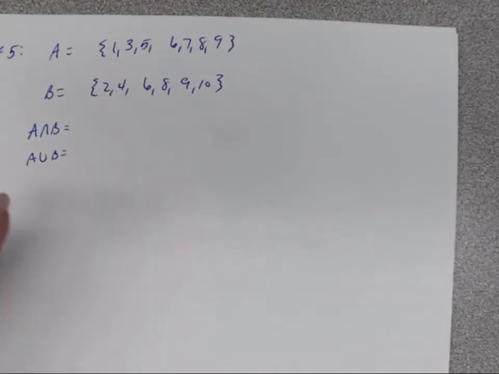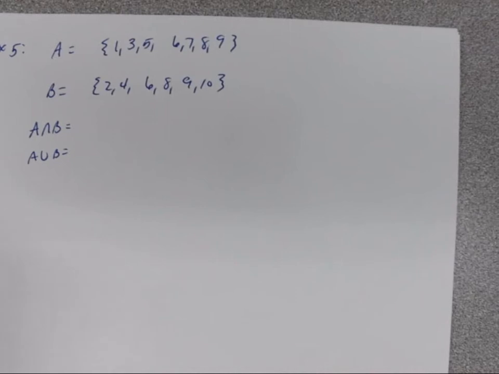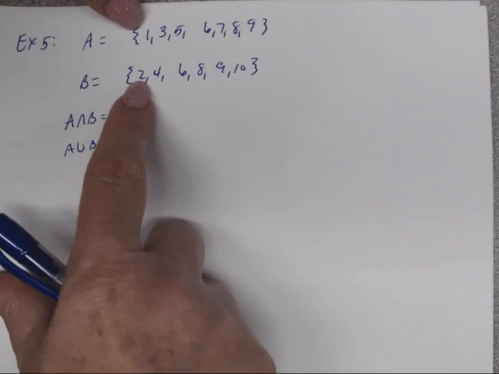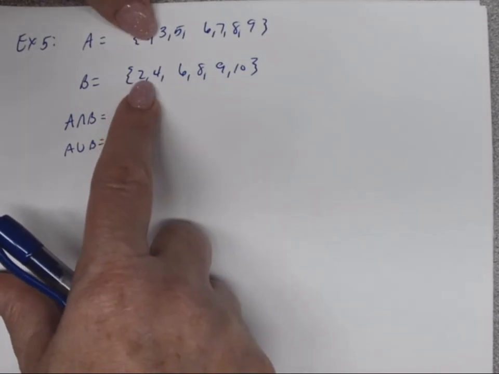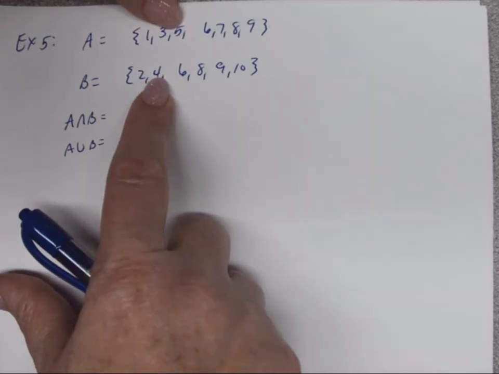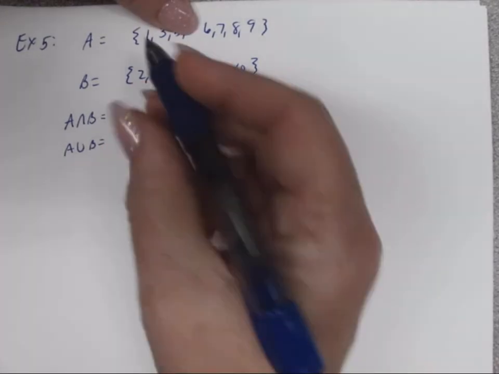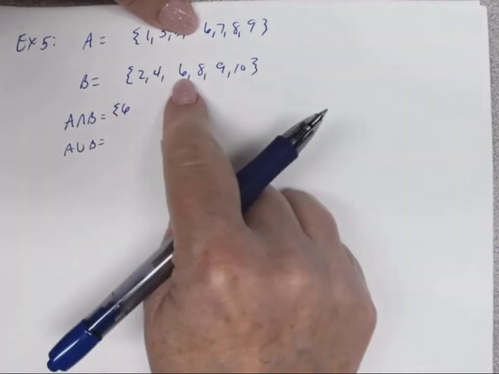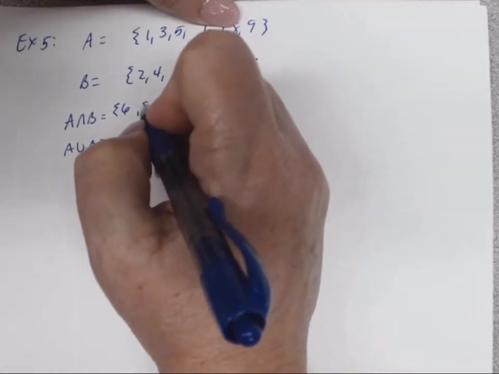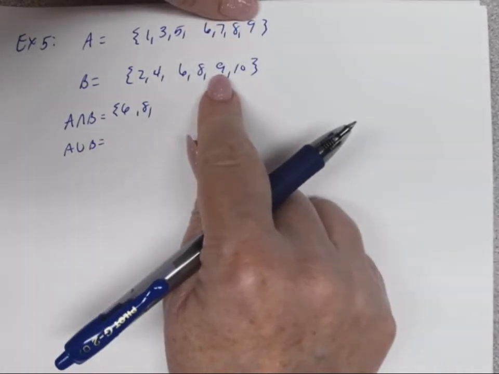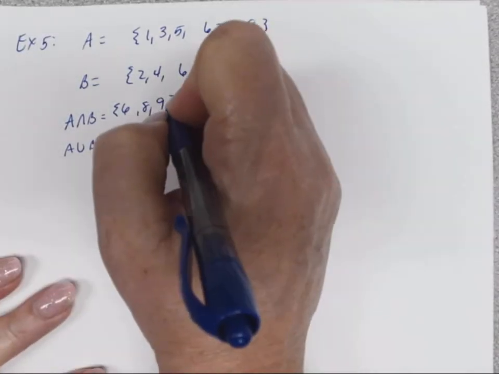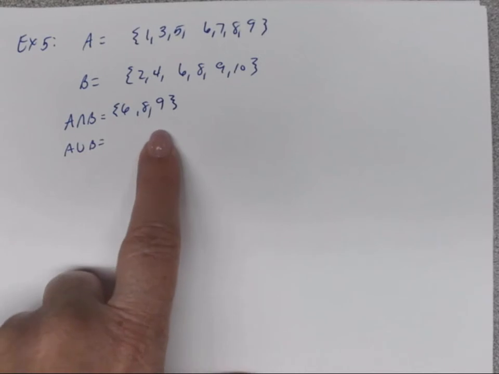All right, so looking for the intersection, we're going down our list of numbers to see what they have in common. I don't see 1, I don't see 2 in both, I don't see a 3 in both, I don't see a 4, I don't see a 5, I see a 6. They both have a 6. They don't both have 7, but they both have 8. They both have a 9, but they don't both have 10. So what they have in common is 6, 8, and 9.